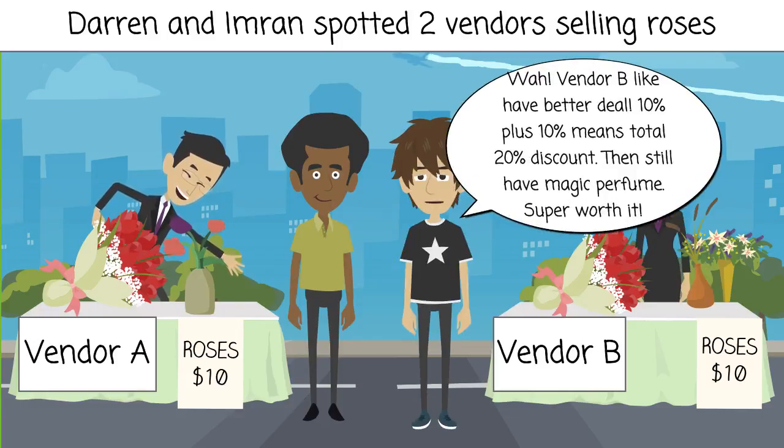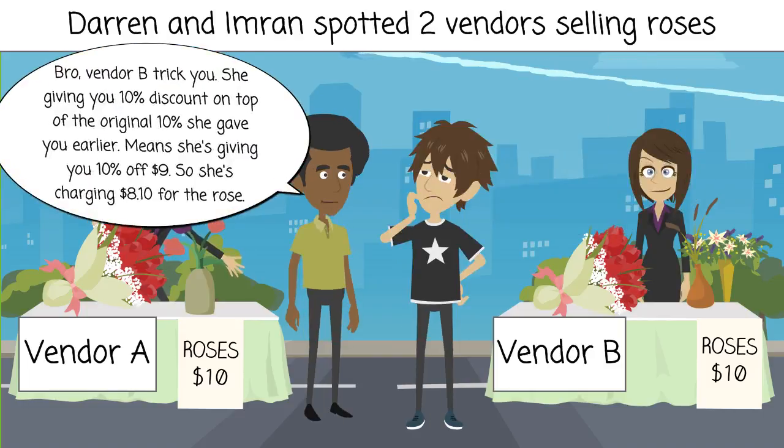Wah. Vendor be like have better deal. 10% plus 10% means total 20% discount. Then still have magic perfume. Super worth it. Bro, vendor be trick you.